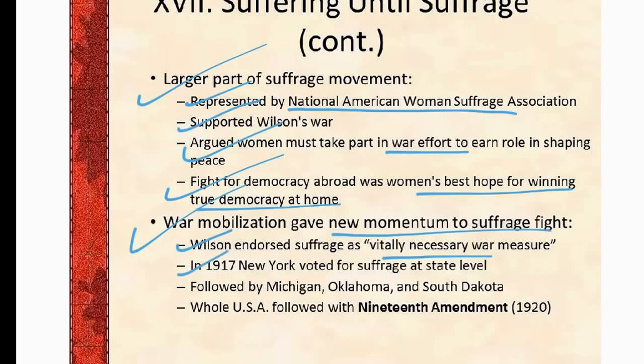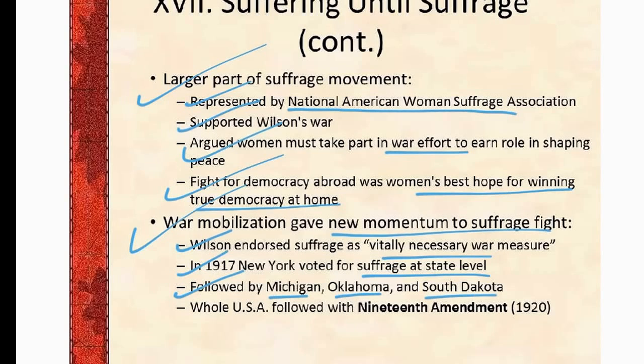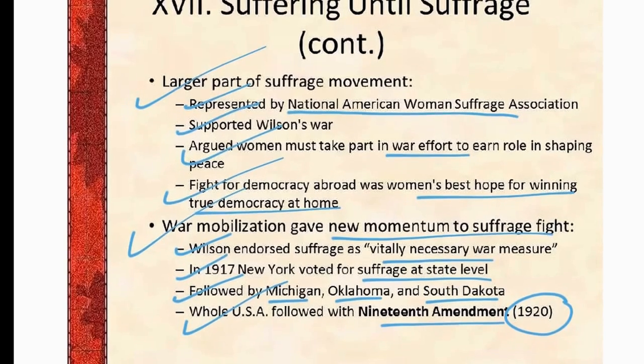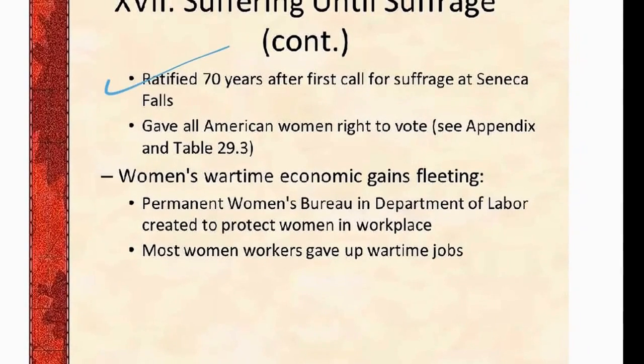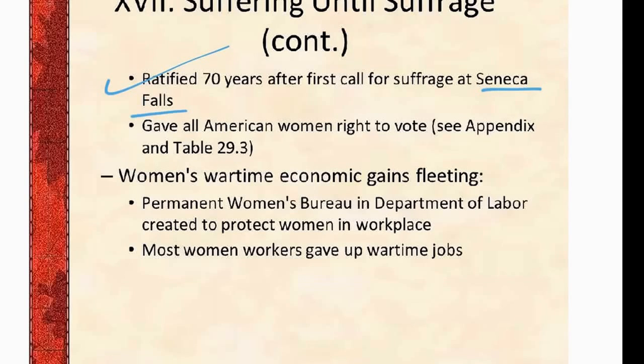As a result, in 1917, New York voted for suffrage at the state level. This was followed by Michigan, Oklahoma, and South Dakota. The whole United States followed, with the 19th Amendment passed in 1920, granting women the right to vote. It was ratified 70 years after the first call for suffrage at the Seneca Falls Convention, and it gave all American women the right to vote.